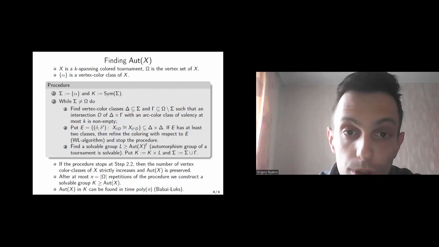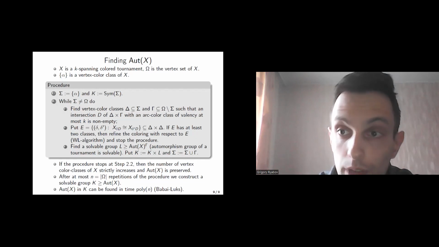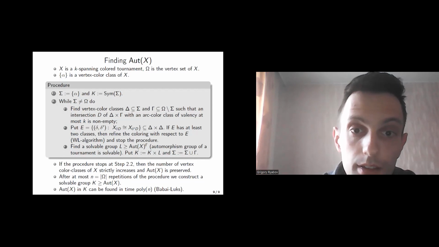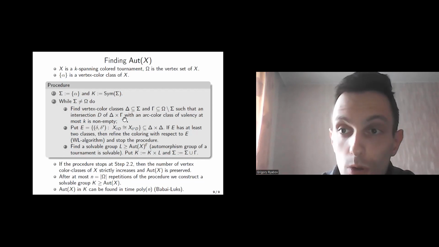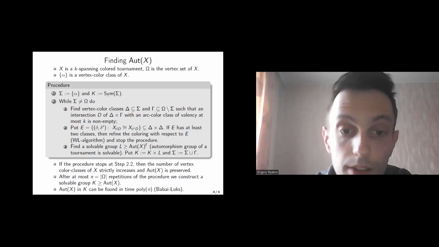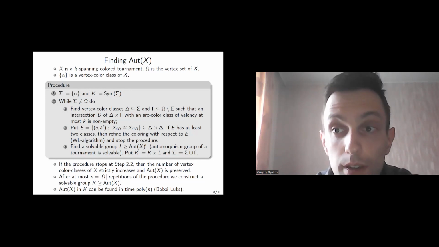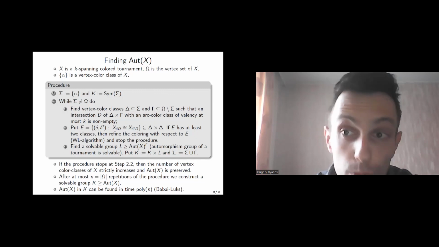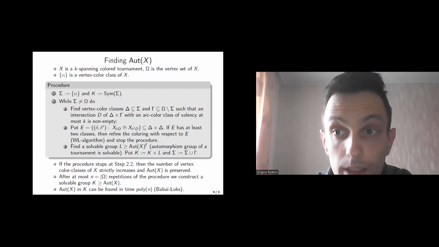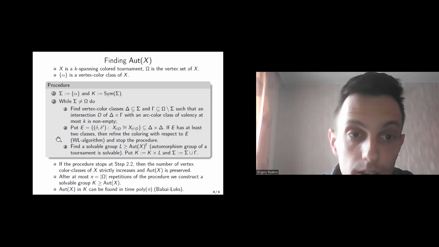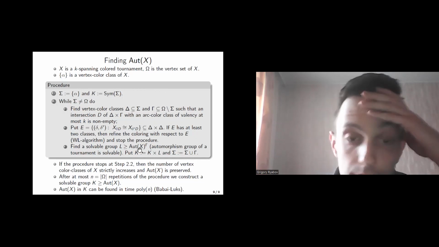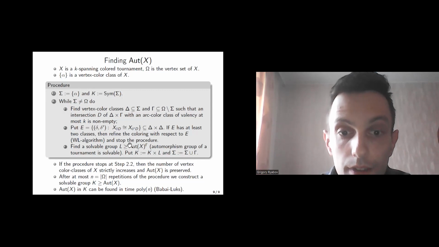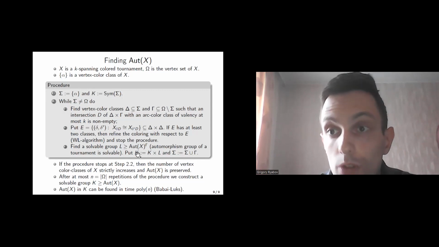Why is it important that we work with tournaments? Why does this not work for an arbitrary colored digraph? In fact, we use the following property of tournaments, that the automorphism group of a tournament is of odd order and hence it is solvable. And on step 2.3, it is important because if we deal with an arbitrary colored digraph, the constructed group K can be non-solvable, and this is a problem.